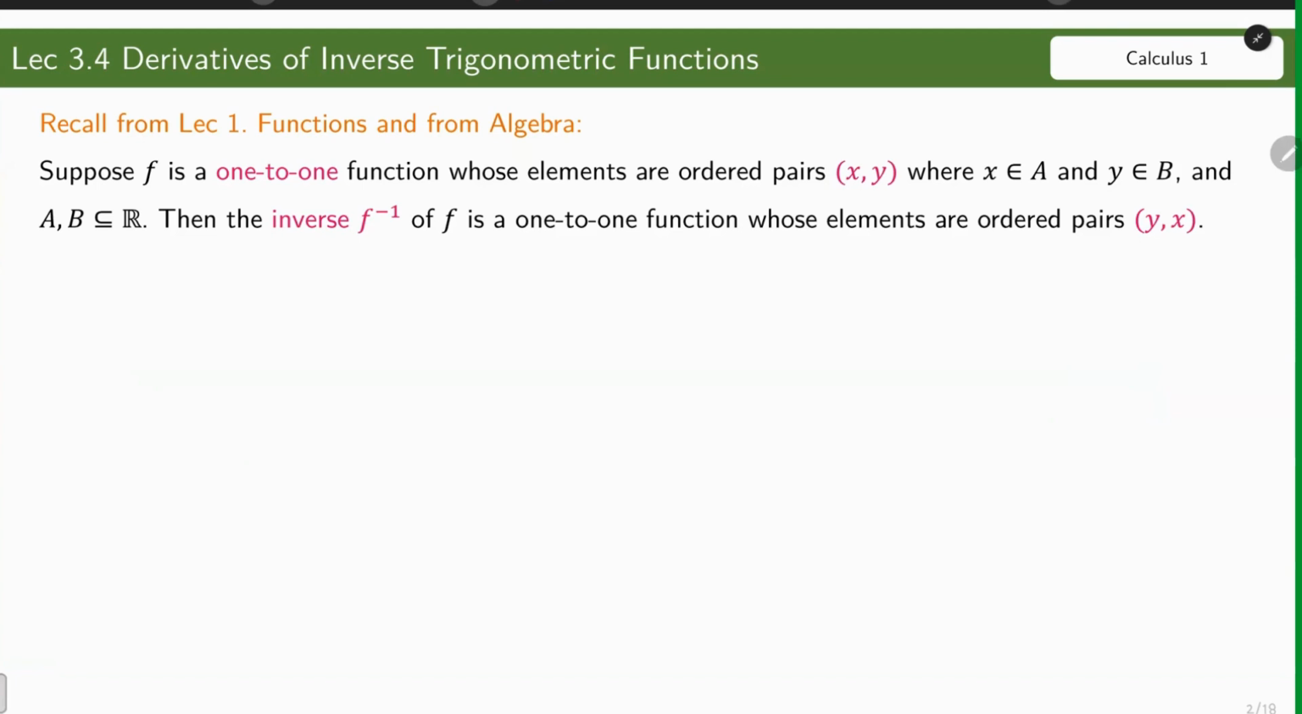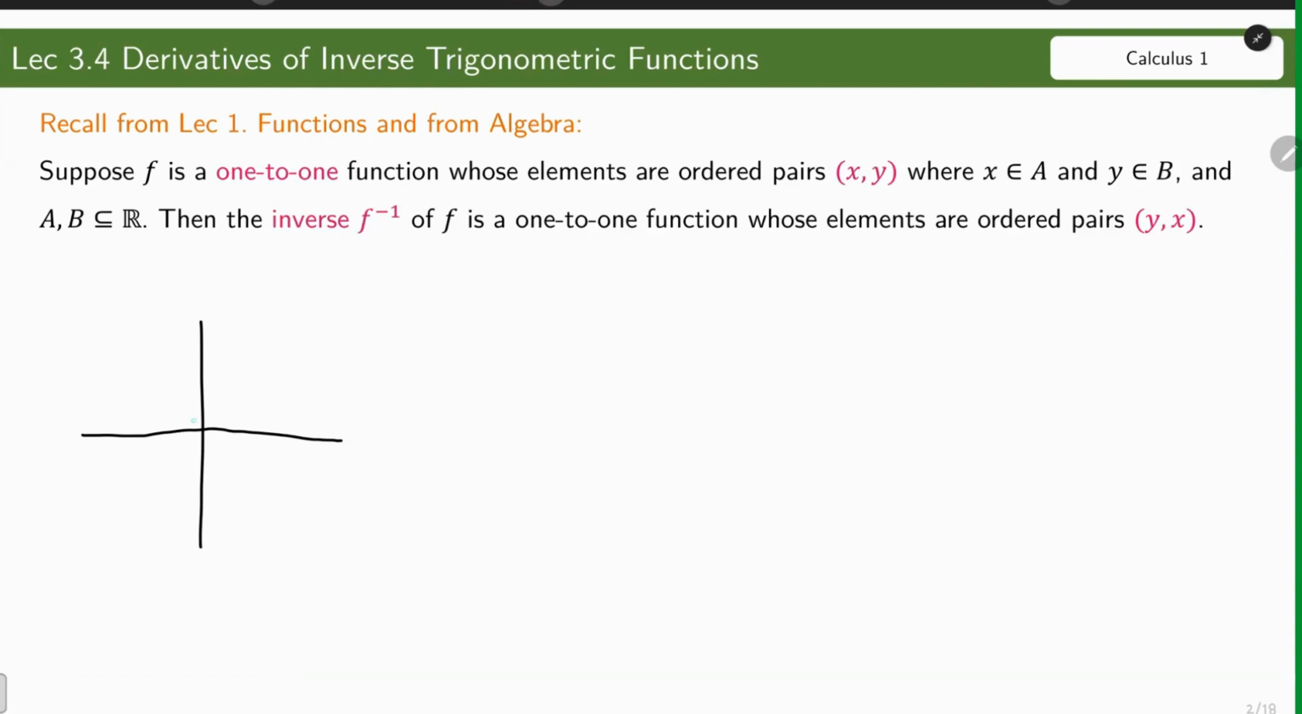We recall from lecture 1, functions, and from algebra: suppose f is a one-to-one function whose elements are ordered pairs x comma y, where x is an element of A and y is an element of B, and both sets A and B are subsets of the real number set. Then the inverse of f is a one-to-one function whose elements are ordered pairs y comma x. When we say one-to-one function, it means that for every x value, there's a unique y value. The y values are not repeated.